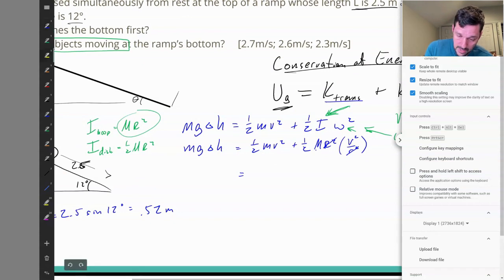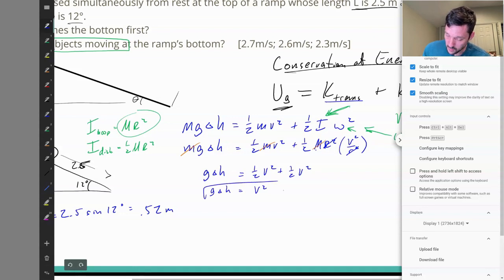And we also have masses, which are all the same because this is all the same object we're talking about. It's the hoop. So what we've got is g delta h equals 1/2 v squared plus 1/2 v squared. So g delta h equals v squared. Square root that, and we get v equals the square root of 10 times the height, which was 0.52. So the velocity of the hoop at the bottom is going to be 2.28 meters per second.